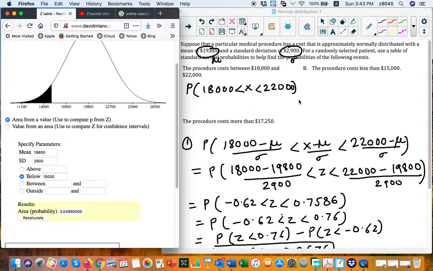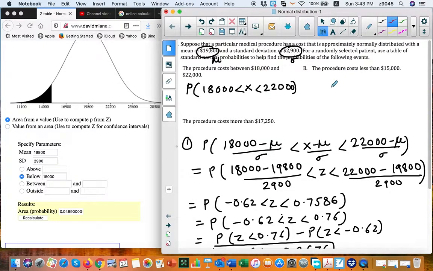If I want to rewrite the question, this B part can also be written as probability of X less than 15,000, and the area which we found is 0.0489.